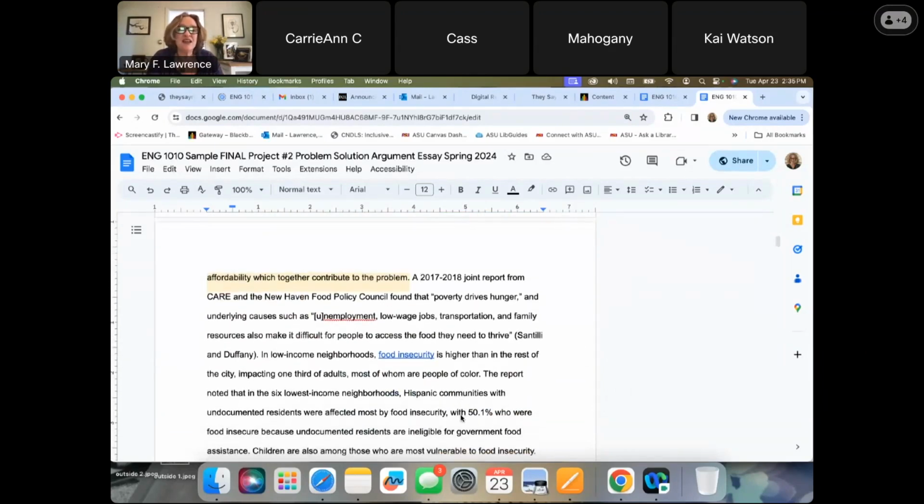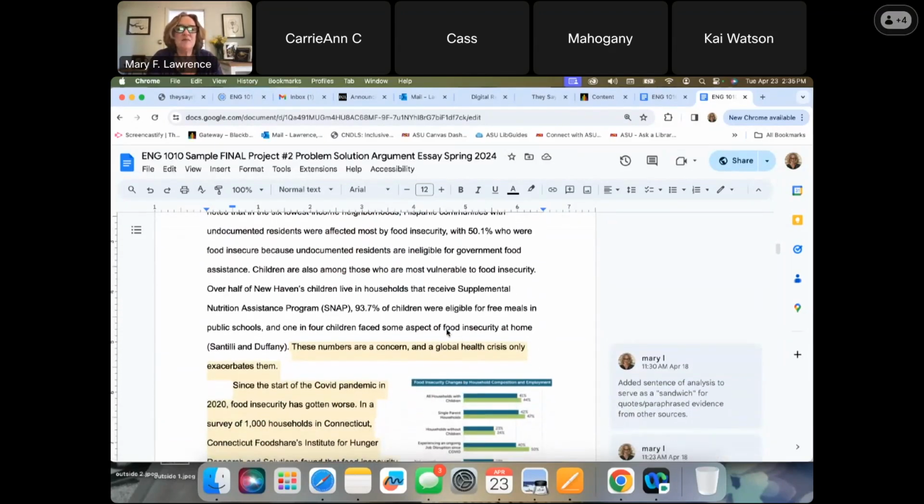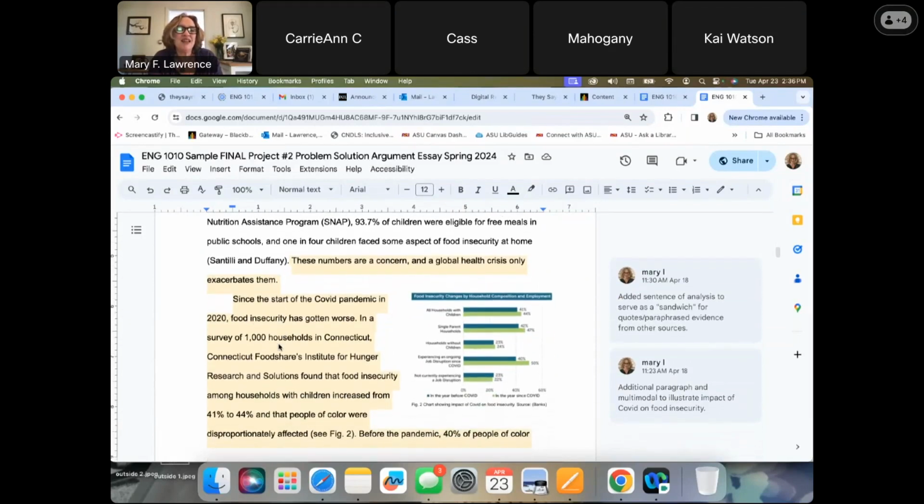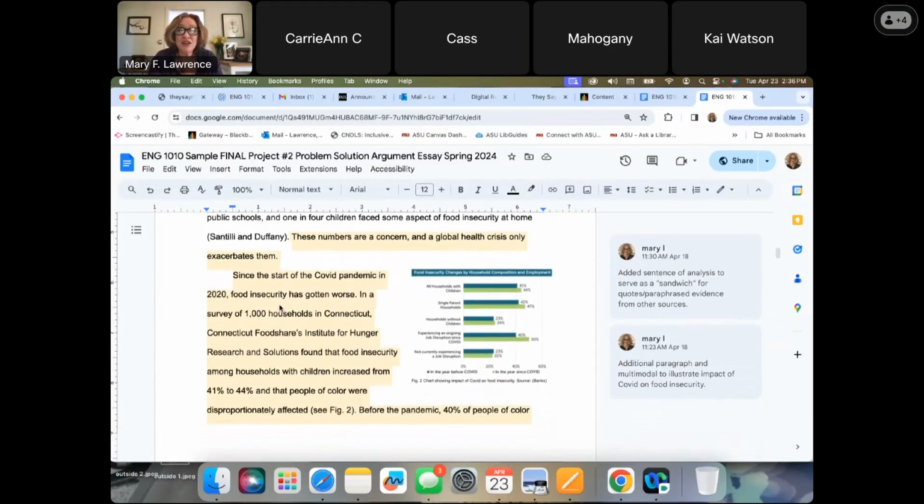So that was added. And then this is something I'm trying to reinforce for all of you and in my own writing, that anytime you do a quote, you want to remember that sandwich. So your own words that introduce the quote, then you have the quote, and then the other piece of bread is the sentence that essentially gives context for the quote. So I say, these numbers are a concern and a global health crisis only exacerbates them. And so that leads to my next paragraph, which I added.